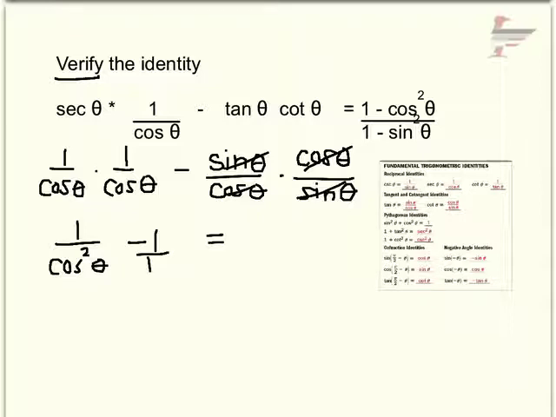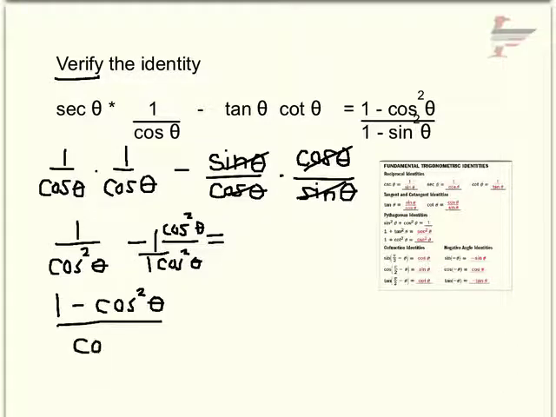So I'm going to multiply this one by cosine squared over cosine squared, because that's going to be my common denominator between the two, right? So then I have 1 minus cosine squared theta over the common denominator of cosine squared theta. Still wanting to get to that. Well, now, lucky for me, my numerator matches perfectly.